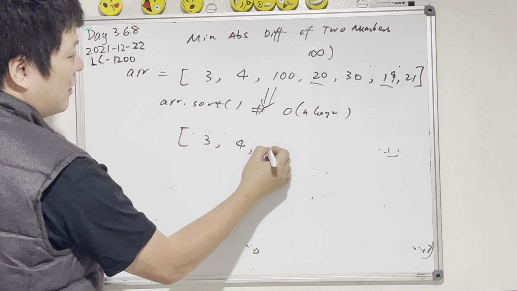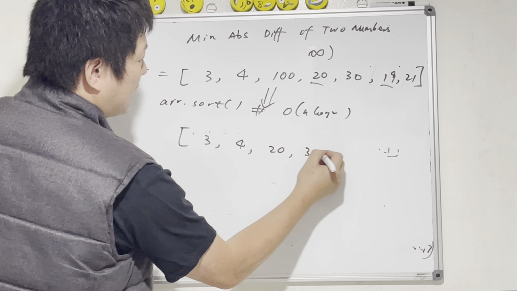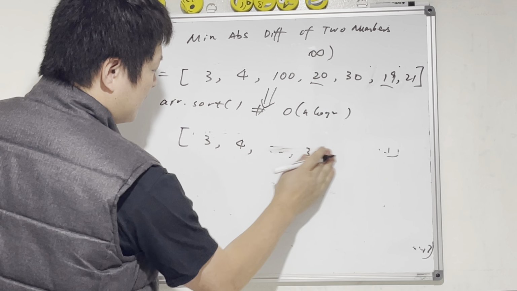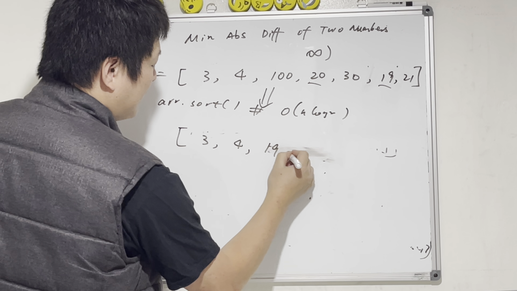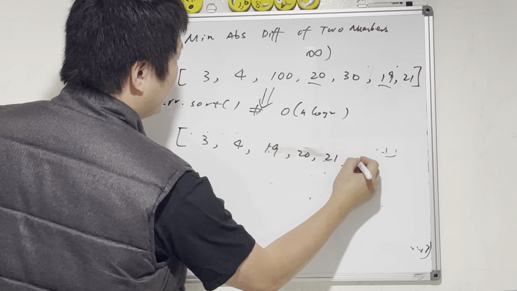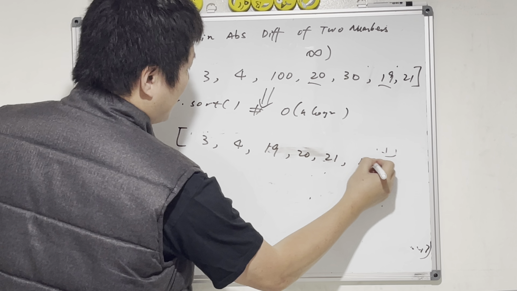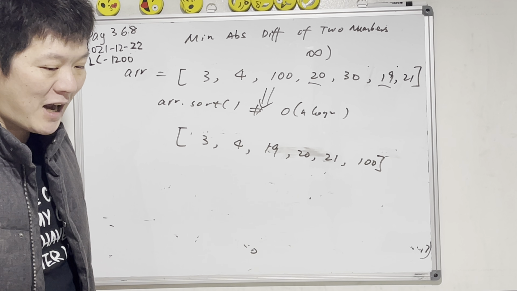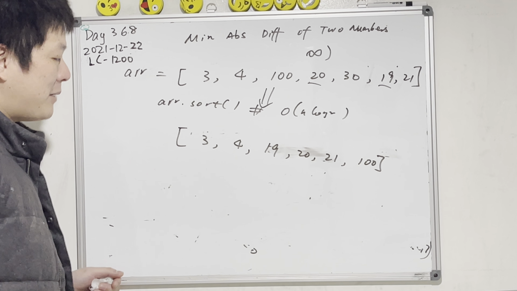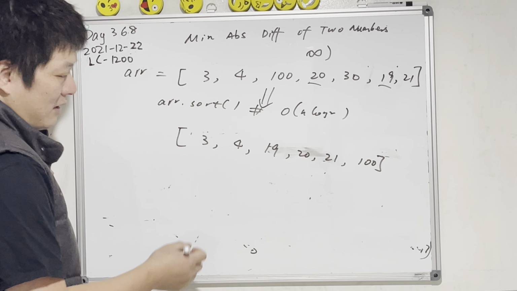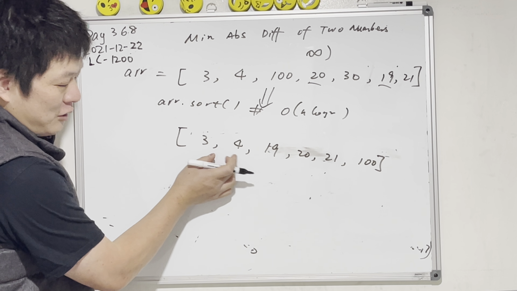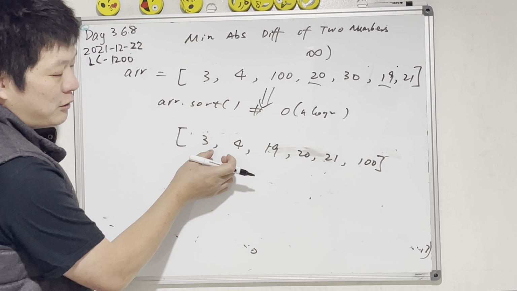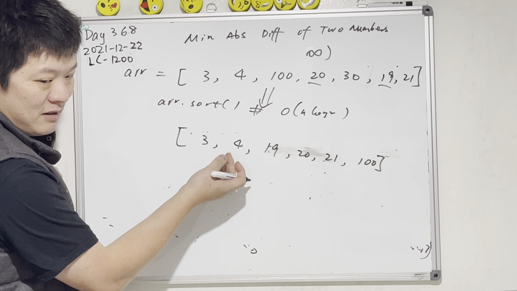So if I sort this, it becomes 3, 4, 19, 20, 21, 22, 23, 30, 100. Now, how can I get the minimum difference? Where is it? Look, if I sort it, why do we sort the arrays?